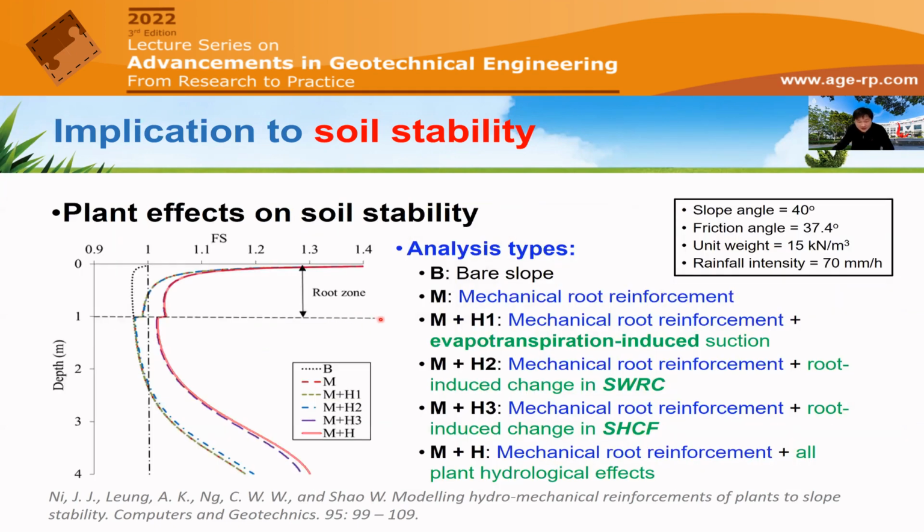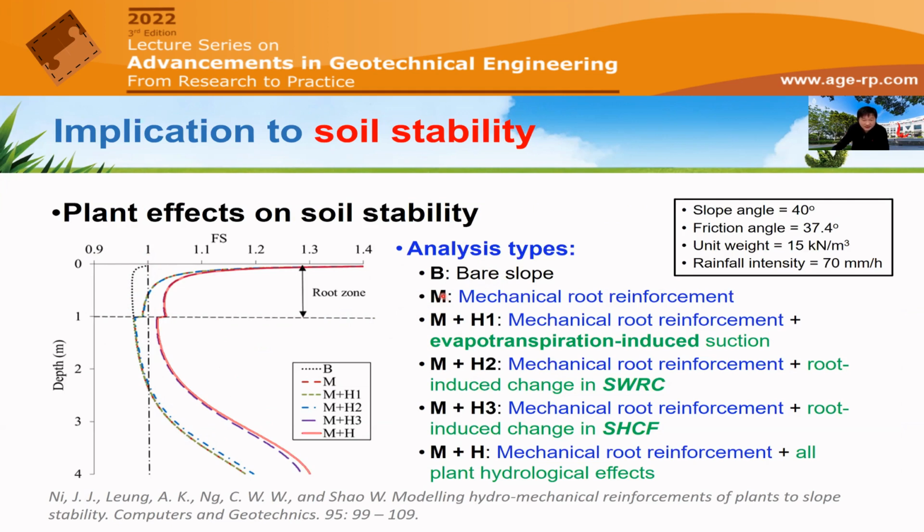So perhaps this is my last result slide, and this is the factor of safety plotted along depth, and you will see multiple lines here. I will go through them with you. So the bare slope here is without any reinforcement. You will see the shallow part of the slope is unstable because the factor of safety is less than 1, only up until the deeper depth when the soil weight is sufficiently large to overcome the shearing.